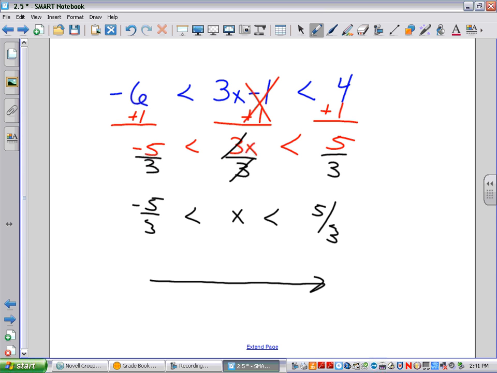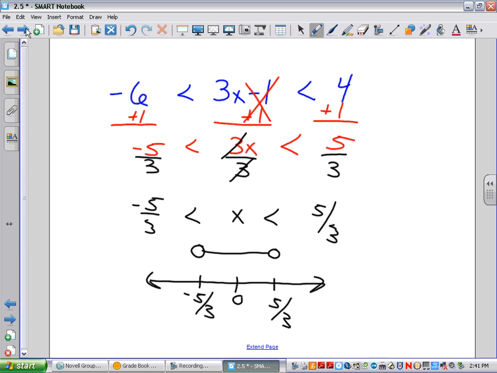Let's graph that. Number line, 0, negative 5/3, positive 5/3, and these circles would both be open circles because they're not underlined. Then of course connect them. It's between negative 5/3 and positive 5/3.